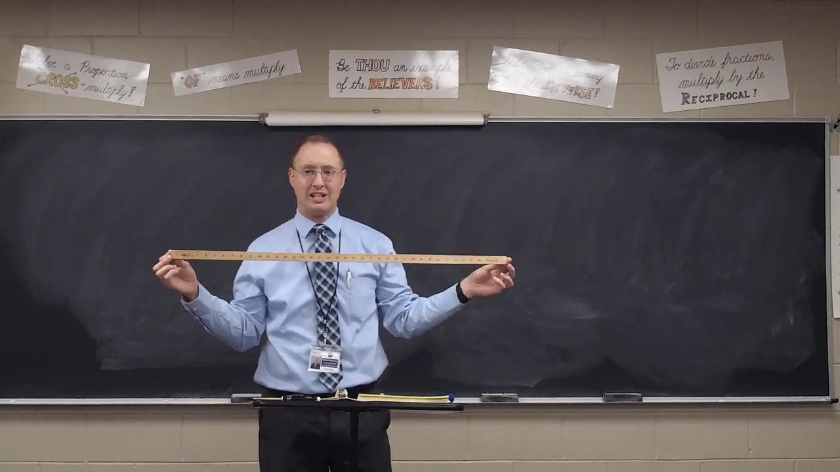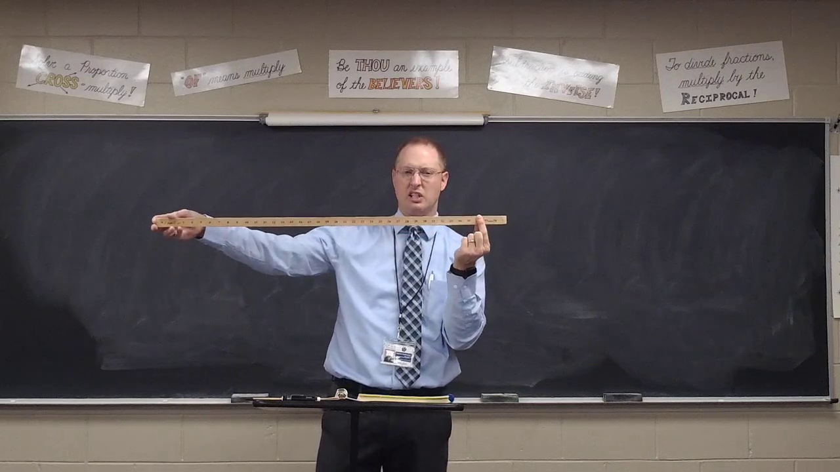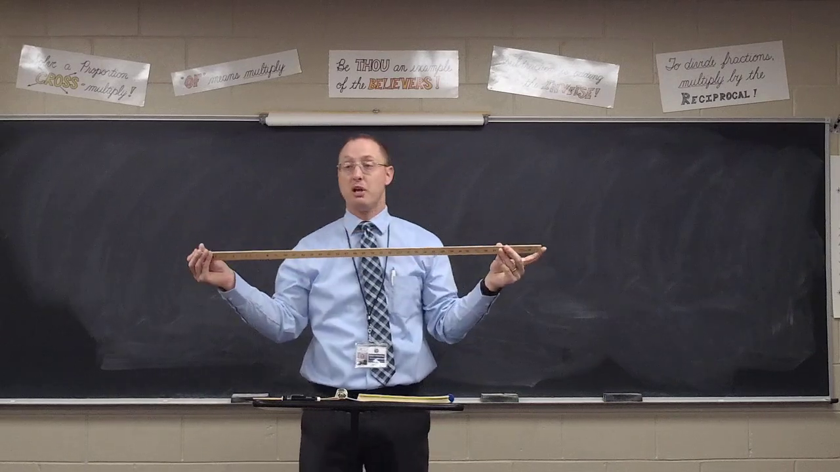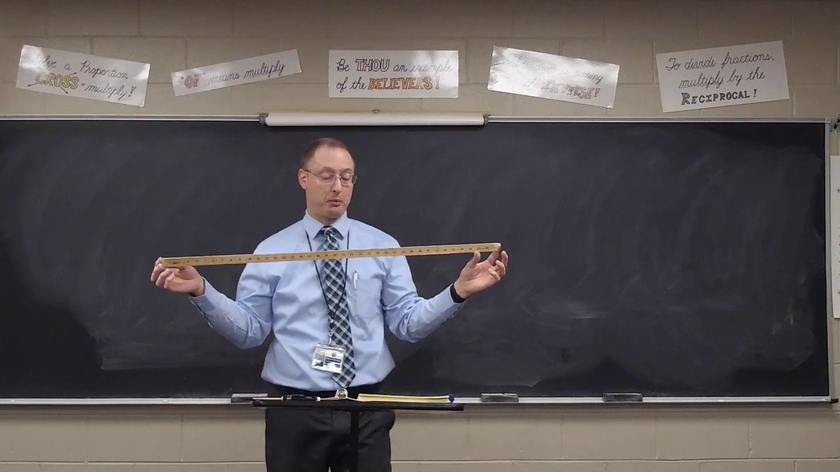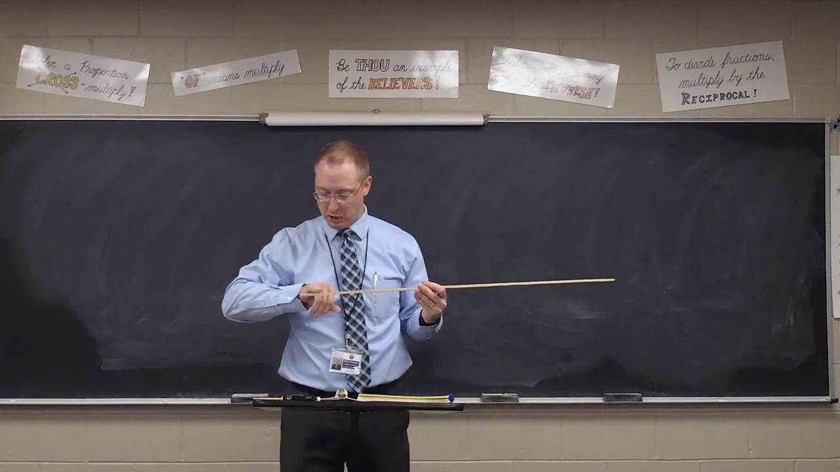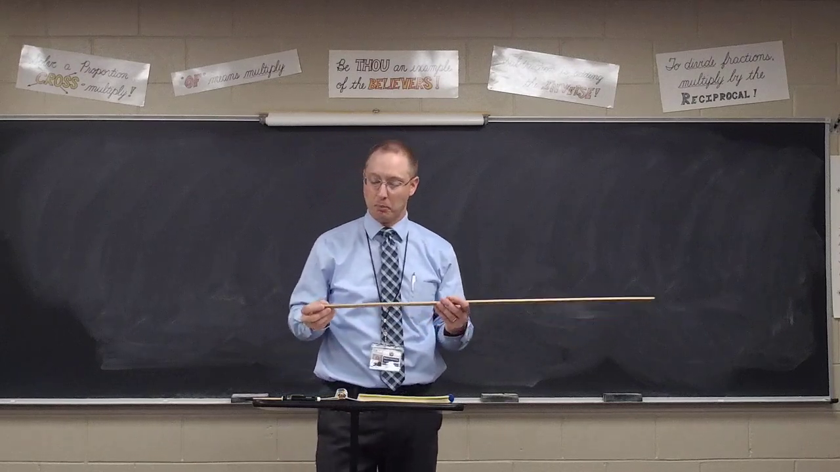If I flip it over, it's not quite a yardstick. The yard is right here where my finger is. It's just a few inches longer. Class, which is bigger, a meter or a yard? A meter. A meter is that little bit longer, about 3 inches longer. If we look at a centimeter, it's about the width of my pinky finger. Remember, the inch is roughly the width of the thumb. Which is bigger, the centimeter or the inch? The inch is that little bit bigger.